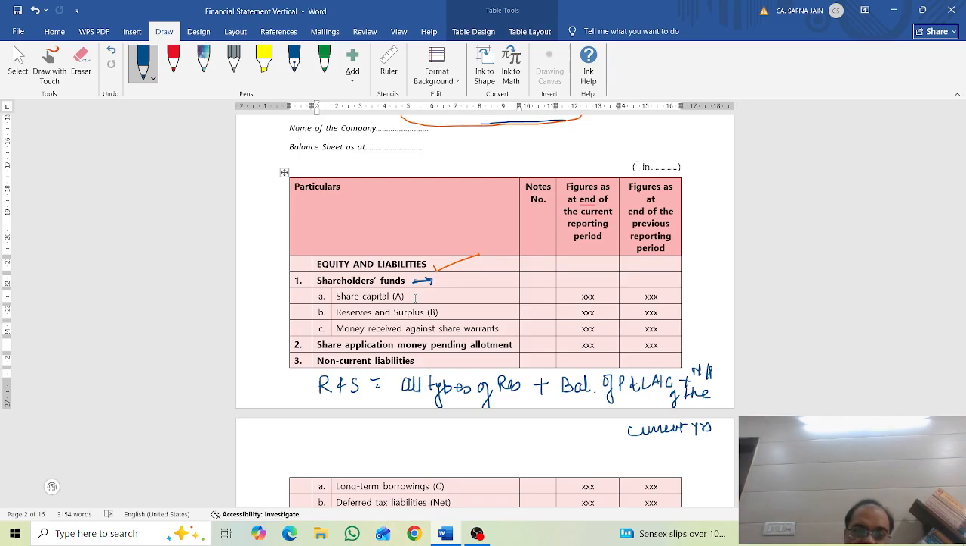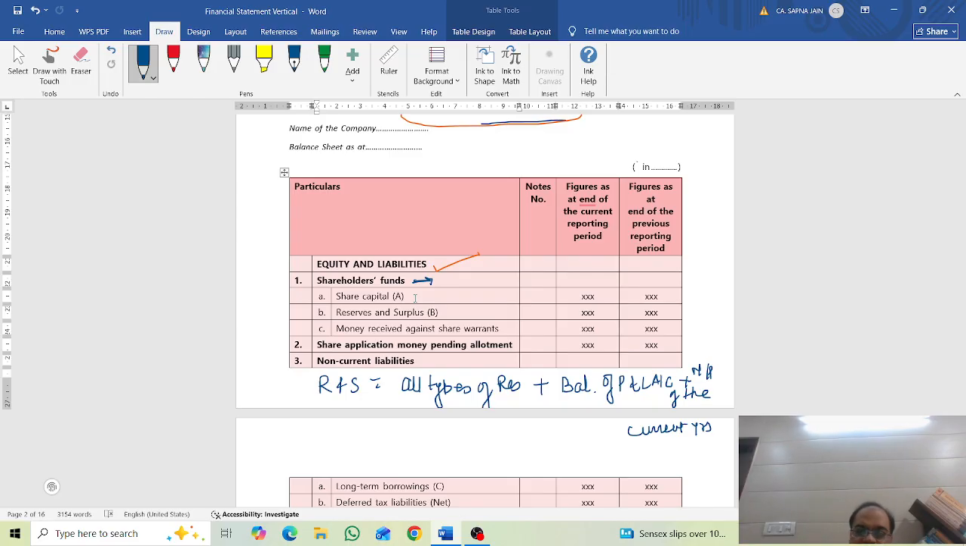So if the company received the money at the time of application, but when we are preparing the balance sheet the allotment to the shareholder has not yet happened, then such money is called share application money pending for allotment.